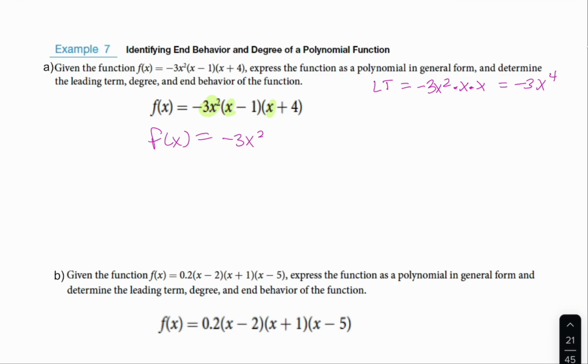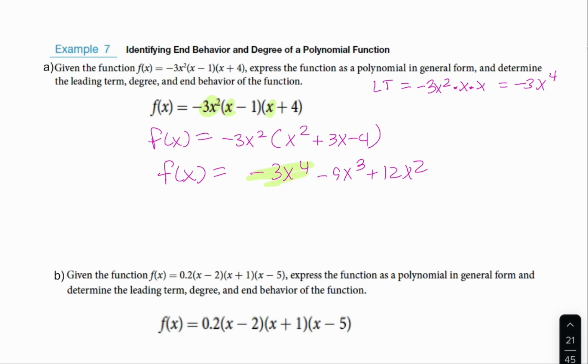Now, let's prove it when we put it in general form. I'm going to hold off on that negative 3x squared, and I'm going to FOIL this out. So that's going to be x squared plus 3x minus 4 if you FOILed it out. And so our general form is negative 3x to the fourth minus 9x cubed plus 12x squared. So as you can see, there is our lead term as I predicted.